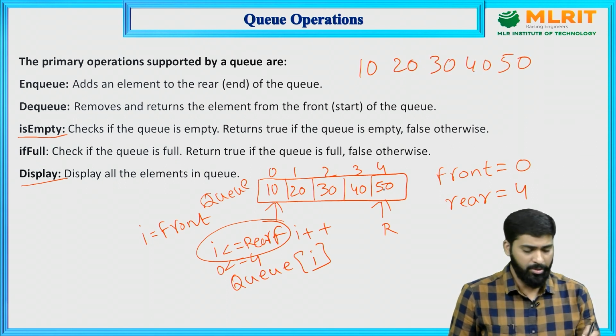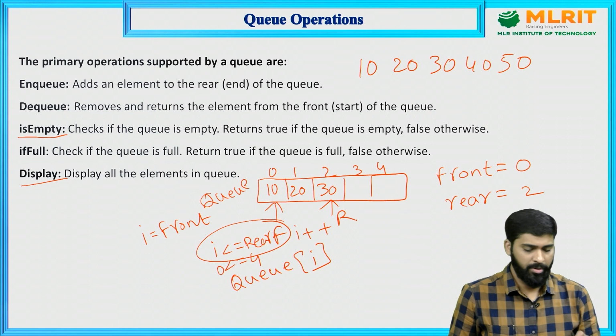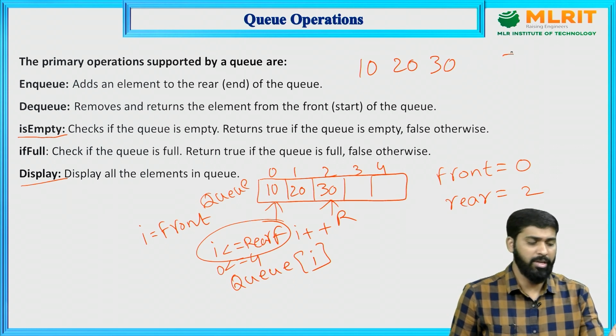So let us assume, for example, in Q there are only 3 elements. Now what is the rear value? Rear value equals 2 now. This is the rear. So now also the same code: I equals front, I less than or equals rear, and print the value and increment the I value. So in this case the output is 10, 20, 30.